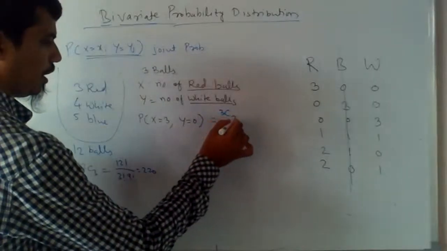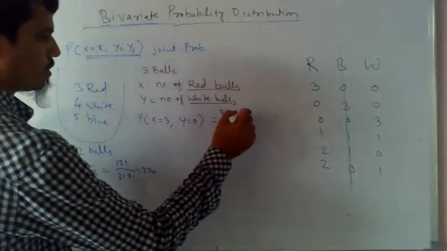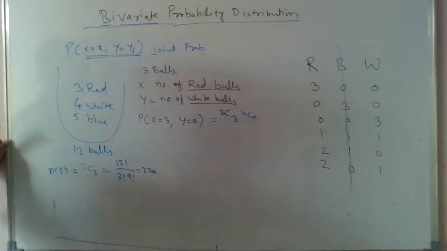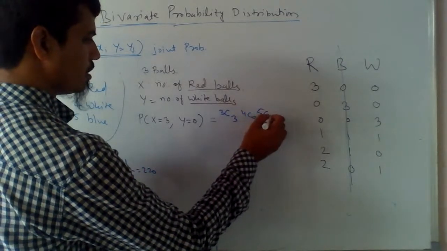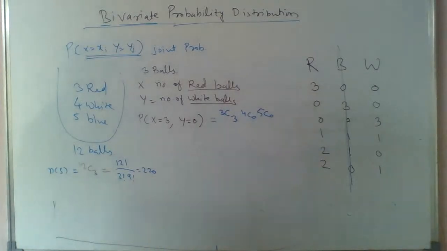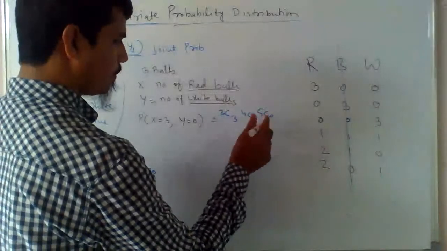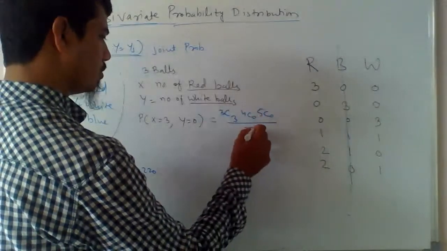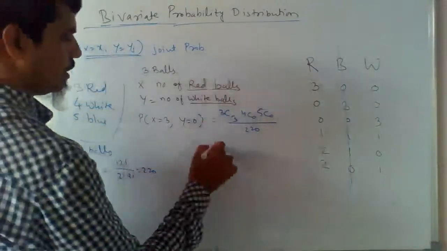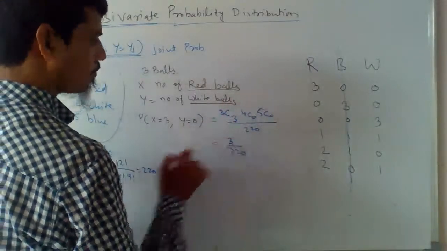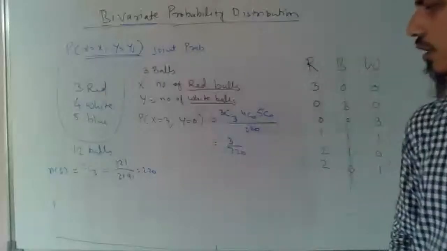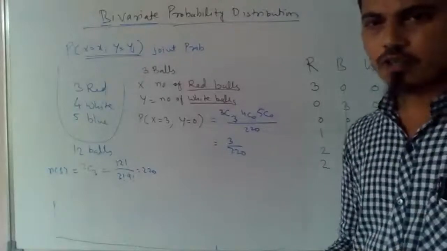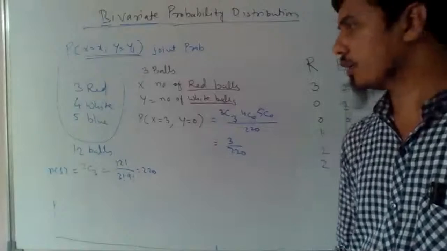Now 3C3, and we are selecting 0 white balls, so it's 4C0. You can mention the blue ball also here, in which case you write 5C0 because we are selecting 0 blue balls; if you have written it, it's okay, otherwise you can leave out the blue part. Divided by the total number of cases, 220, it simplifies to 3 by 220. So the probability of getting three red balls with zero white balls is 3 by 220. In this way you have to calculate all the probabilities.